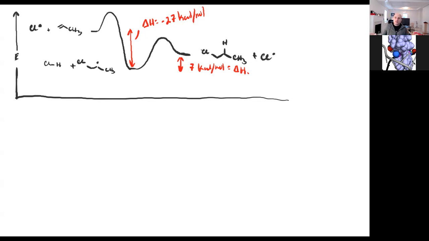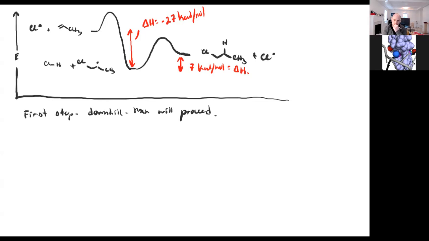So the first step is downhill by 27 kcals per mole. The second step is uphill by 7 kcals per mole. And so let's forget about the humps and the lines for a second. Let's say, what does that tell us? Okay, so the first step is downhill. The reaction will proceed, okay?